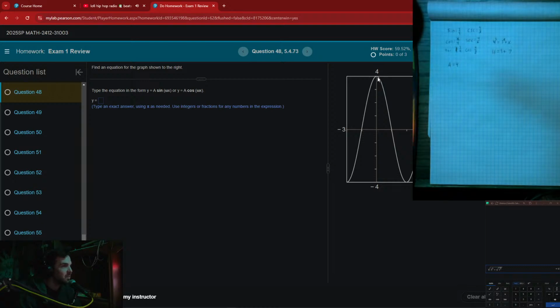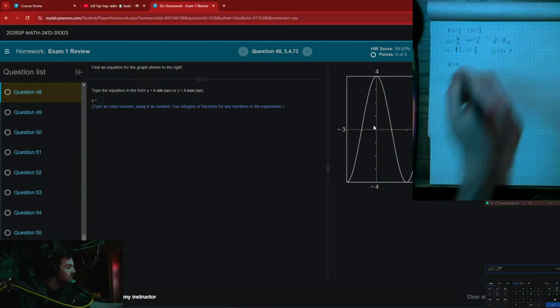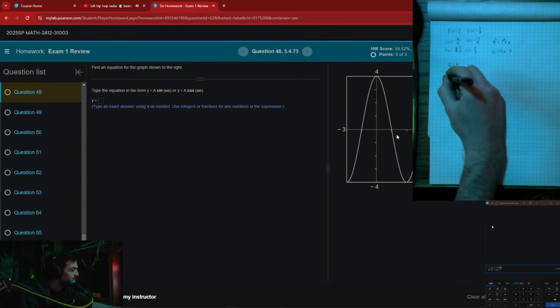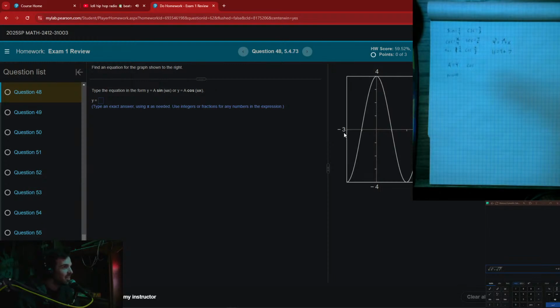We can see that it's probably a cosine because it does not go through the orange. So cosine. It could be a sine as well. Could it? Yeah, it could be a sine if we do a phase shift. But anyway, it looks like our period is 6, because period is how long it takes to start over, and it looks like it's 3, 6.